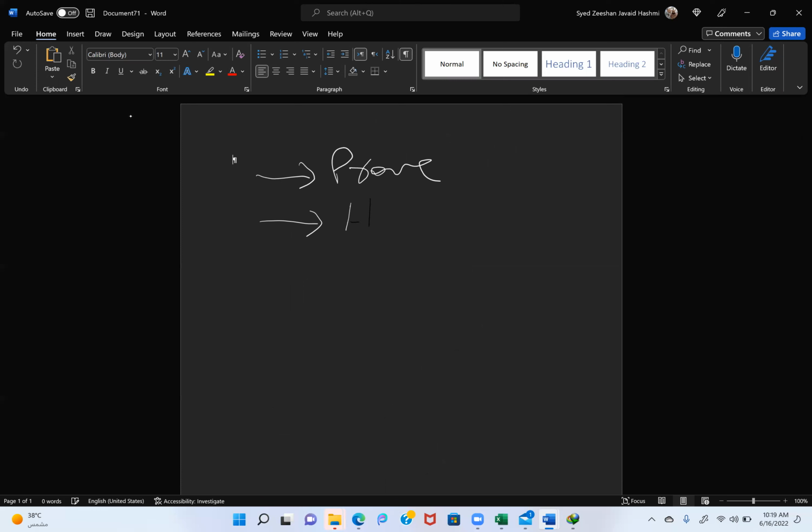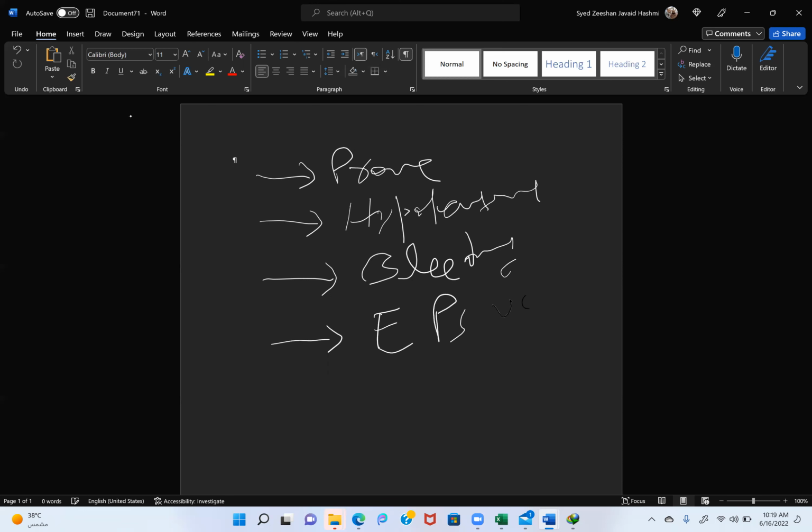Then they are asking for hypotensive anesthesia. Then there are chances of sudden bleeding. And then they are doing evoked potentials versus the wake-up test. Wake-up test. Okay. So these are the things, the rest of the things are common.